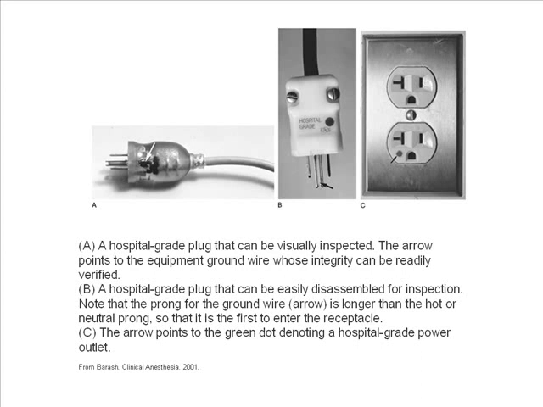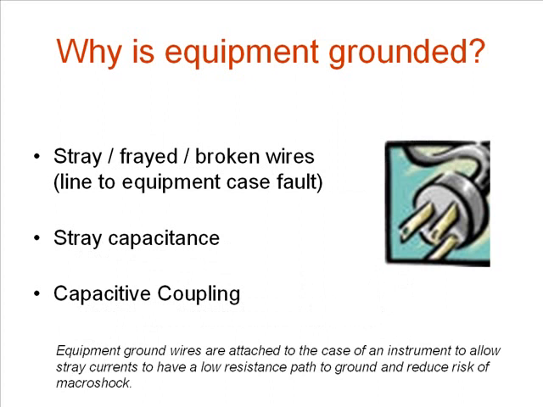And in panel C, the arrow points to the green dot denoting a hospital-grade power outlet, which many of you have seen. You may have also seen red power outlets. Those are the ones which are hooked up to emergency power, and should the distribution of power fail for the city, the concept is that there will be a diesel generator or other source of energy start up almost immediately and supply power to those outlets.